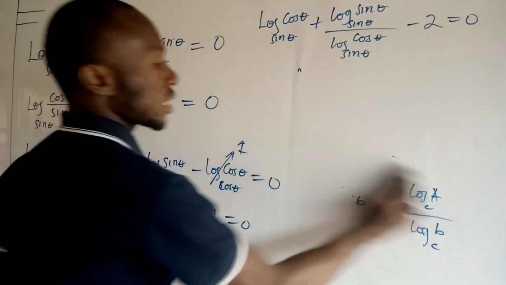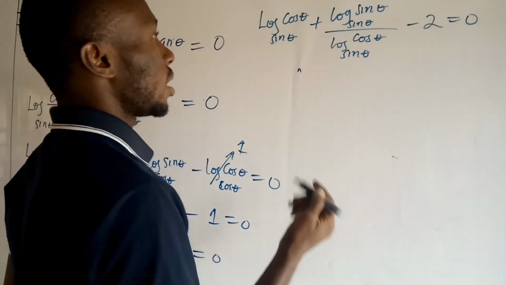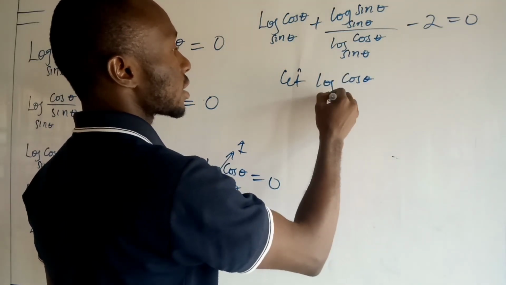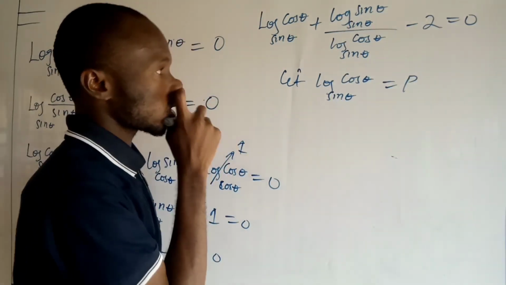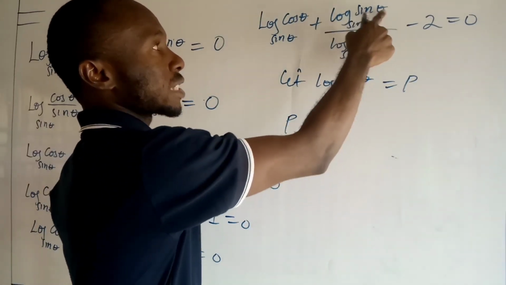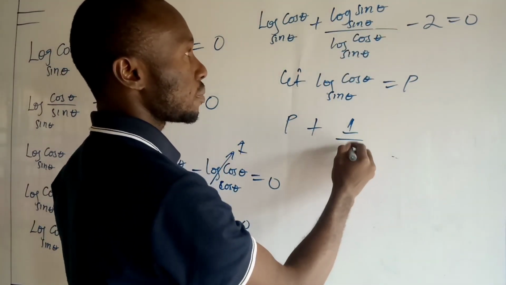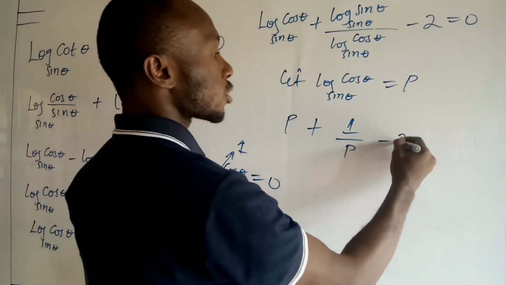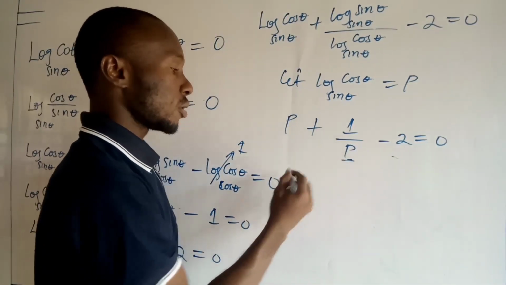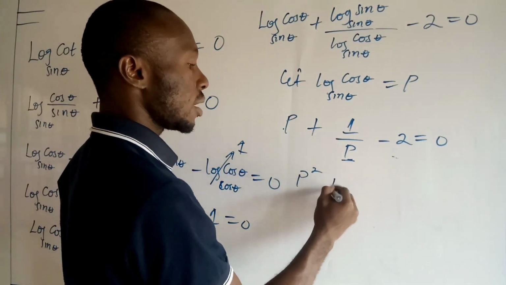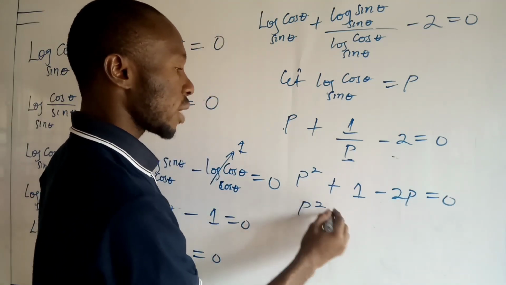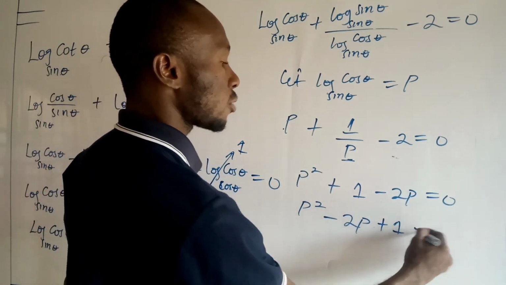Now at this point you want to simplify. Let log cos theta base sine theta be equal to p. Whenever I see this, I represent it as p. So this becomes p plus, of course, log sine theta base sine theta gives me 1, upon p, then minus 2 equal to 0. Now you want to multiply both sides by p to get rid of this denominator. So p times p gives p squared, plus 1, minus 2p equal to 0. And from here you have p squared minus 2p plus 1 equal to 0.